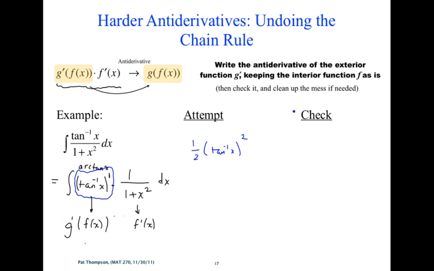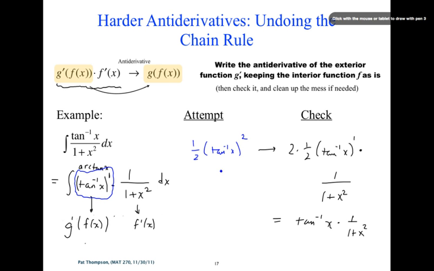If we check it, what do we get? 2 times 1/2 times arctangent to the first power times 1 over 1 plus x squared. And that equals exactly the rate function we were given, over 1 plus x squared. So that's it right there. You see what happened?